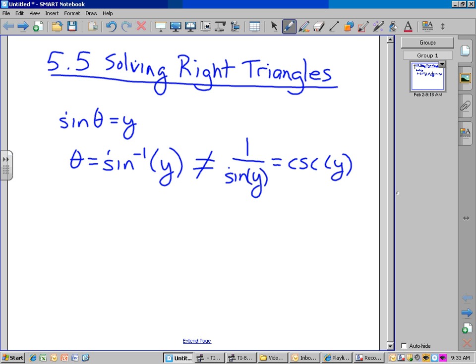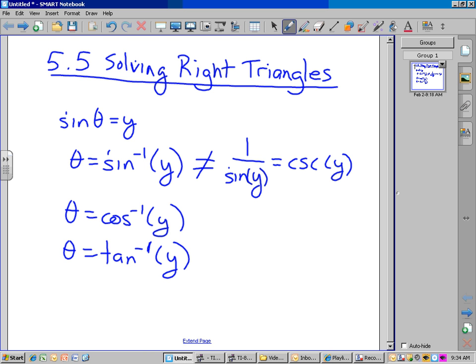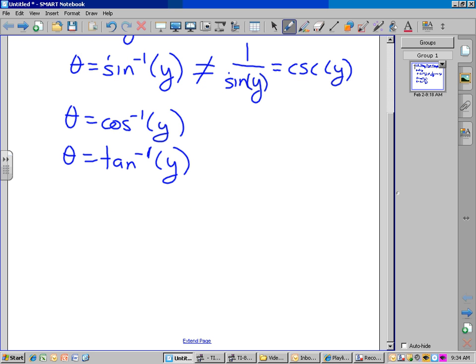We have others. We have inverse cosine and inverse tan. Those are the three that you should have seen before in geometry. Inverse cosecant, inverse secant, and inverse cotangent do exist, but for what we're doing today, they're not needed, so we're not going to get into those. We're just going to stick with the three basic inverses. All right, so let's use those to solve some problems.